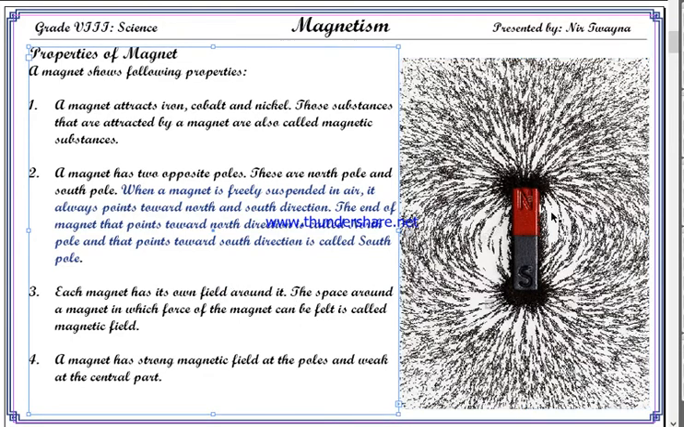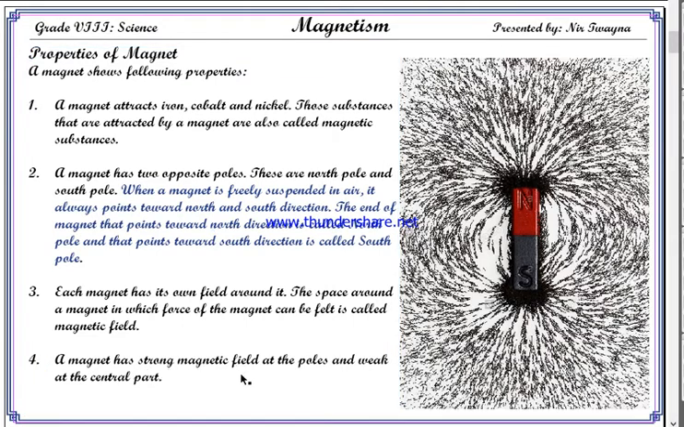Understood? Around the magnet you can experience the force of the magnet only up to a certain space, and that space is known as magnetic field. Each magnet has its own field around it. The space around a magnet in which the force of the magnet can be felt is called magnetic field. Any confusion? Okay, now point number 4.